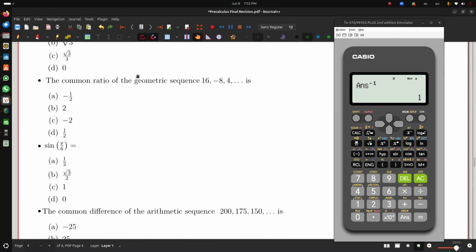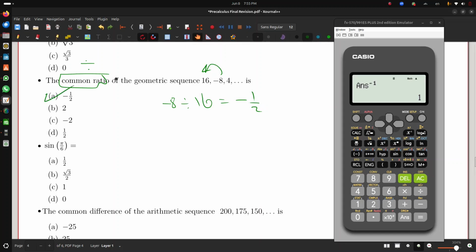Next, the common ratio. Okay, common ratio, it means you will divide. You will take the second number divided by the first number, so it will be negative 8 divided by 16. It will give you negative half. Okay, you can use your calculator and find it.